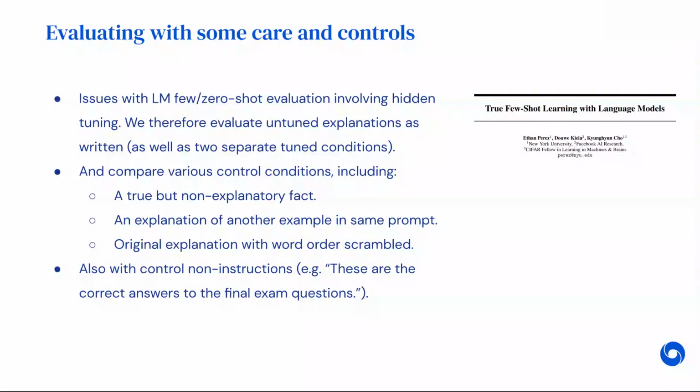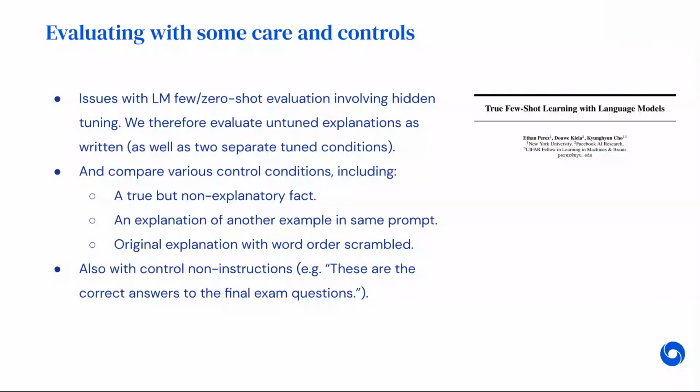And to make sure we were doing careful evaluation, we implemented a lot of careful methods and controls. There's a lot of issues with prompting LMs few or zero shot, but secretly tuning these prompts during the process of developing the work. So in this work, we were fairly careful to evaluate totally untuned explanations as written originally, as well as 2 separate tuning conditions. And we compared to a variety of control conditions that measure whether the effects we observe are due to lower level features of the language.